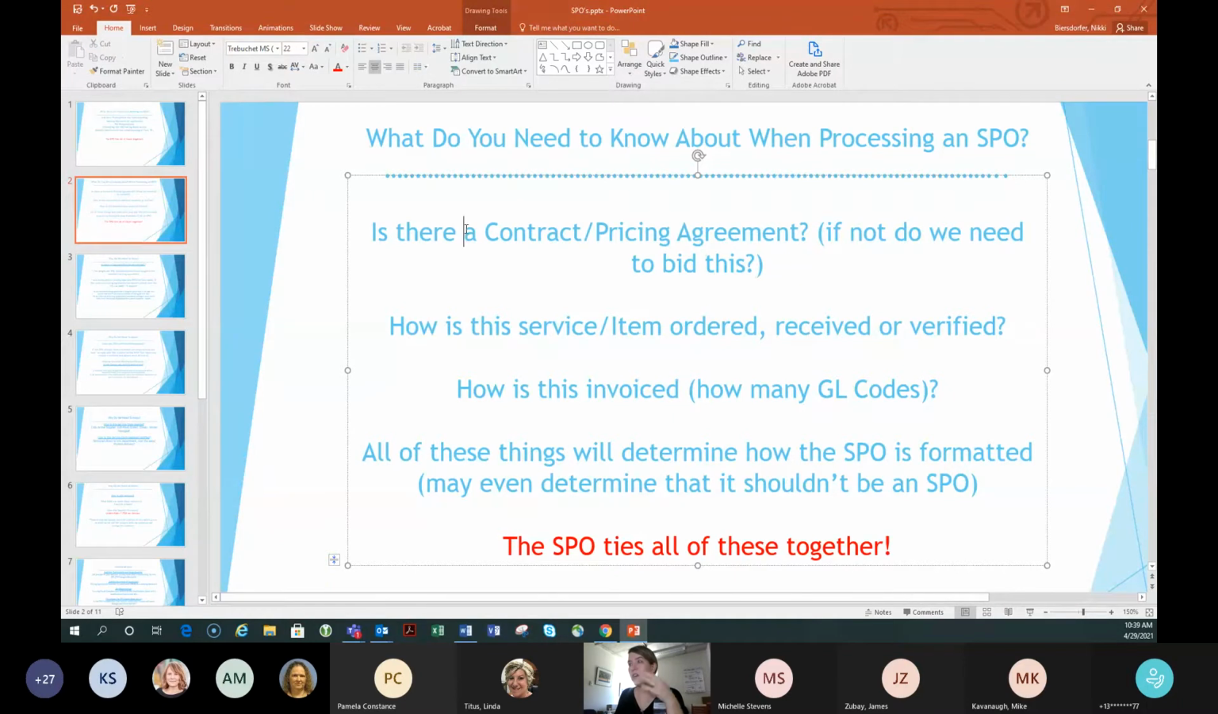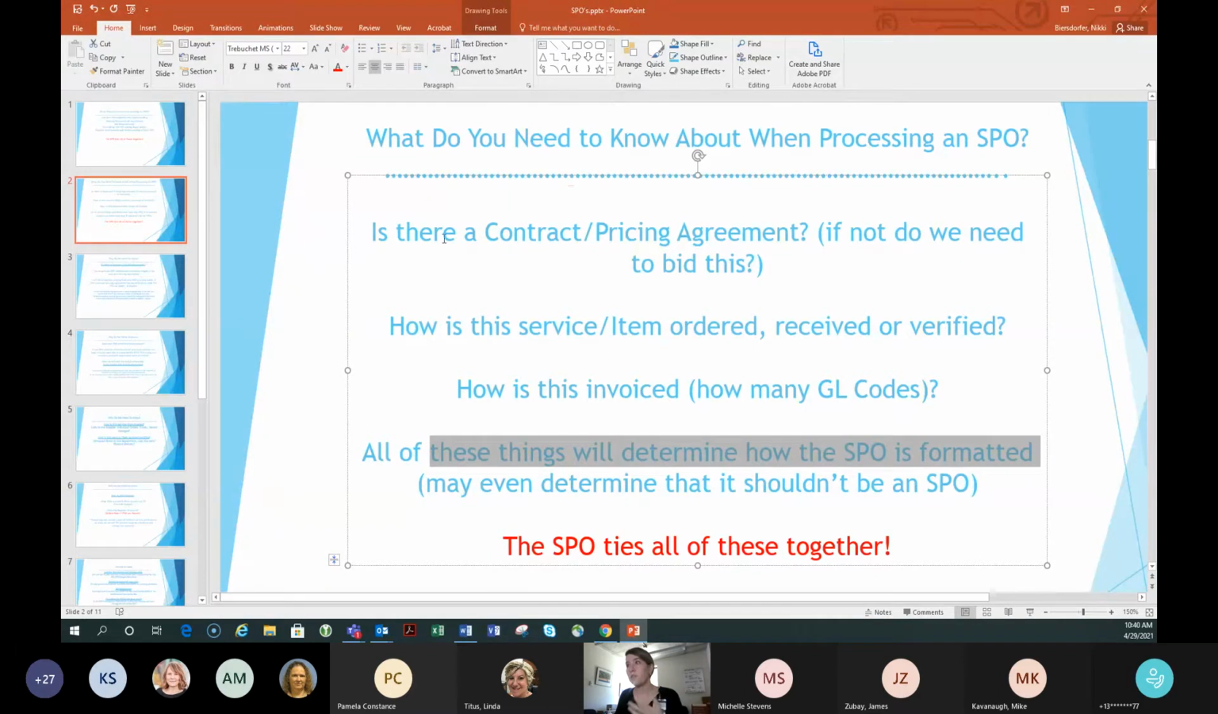But these are the things you need to know: contracts, bids, how the service or item is ordered, how it's received, how we verify it, like who does that, when do they do it, how do they do it, right? Those are really important things to understand. How's it invoiced? How many GL codes do we need to use? How many different departments are involved? All of these things play into how an SPO is formatted.